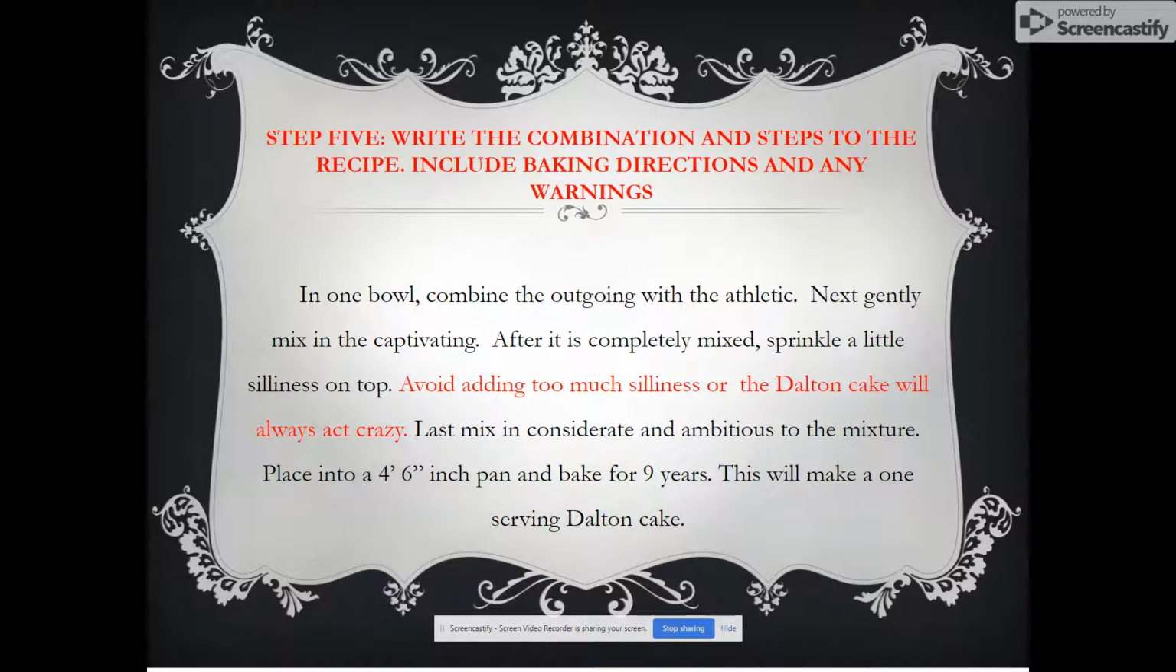So this is an example of what the paragraph of instructions should look like, including the red warning. In one bowl, combine the outgoing with the athletic. Next, gently mix in the captivating. After it is completely mixed, sprinkle a little silliness on top. Avoid adding too much silliness, or the Dalton cake will always act crazy. Last, mix in considerate and ambitious to the mixture. Place in a 4x6-inch pan and bake for 9 years. This will make a 1-serving Dalton cake.